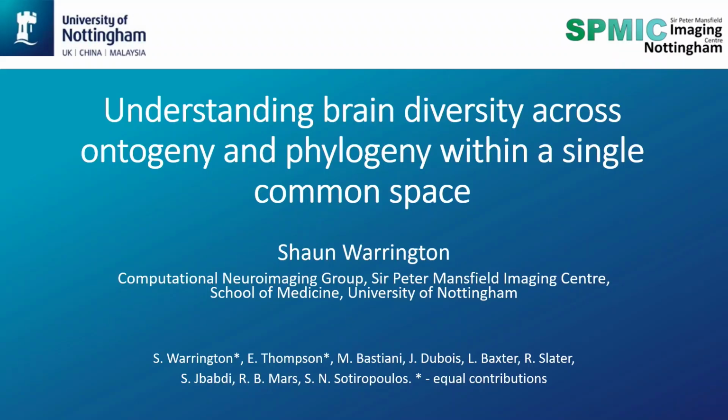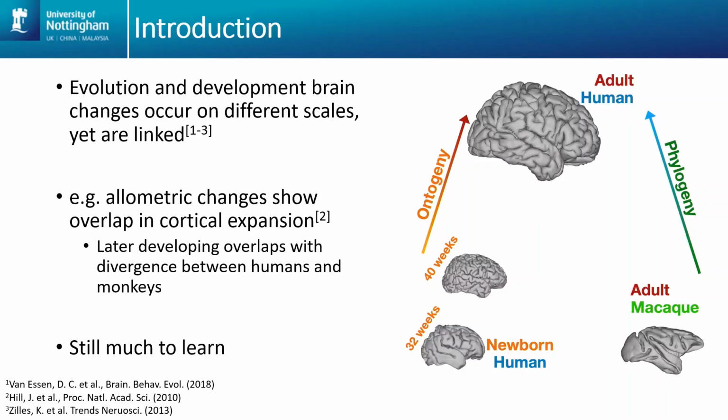Good morning, everyone. Thank you for the introduction. So evolution and development and its effects on the brain and organization occur at vastly different timescales, yet they've been shown to be linked. For instance, allometric changes show that there is overlap in which regions of the brain develop later in human development and those that have developed or evolved since common ancestry with primates and humans. Despite this, our understanding of brain ontogeny and phylogeny is still in its infancy, and we have a lot to learn.